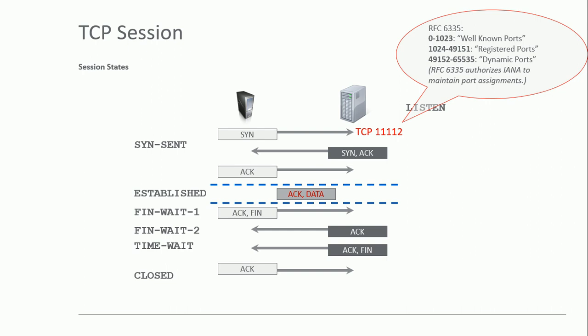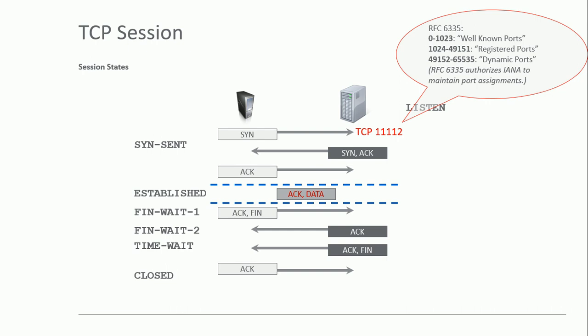So as an example, when we start talking about DICOM, when you go look at RFC 6335, it defines what our well-known ports are. They're from 0 to 1023. And then you have your registered ports, which are from 1024 to 49,151. And then dynamic ports, which are 49,152 to 65,535. RFC 6335 also authorizes IANA, which is a different organization that maintains the port assignments.